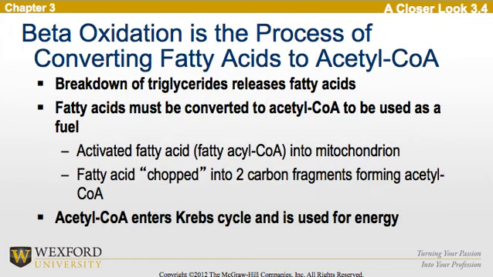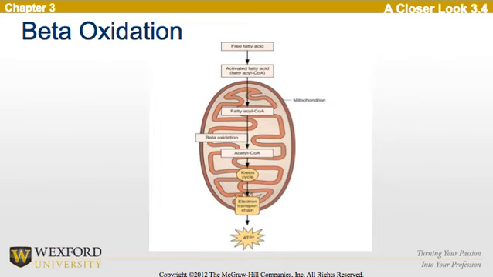Now looking at beta oxidation, it is the process of converting fatty acids to acetyl-CoA. In order to get fatty acids, we must first break down triglycerides. Once we have the fatty acids, they can be converted to acetyl-CoA, which can be ultimately used as fuel. Acetyl-CoA enters the Krebs cycle and is ultimately used as energy. Here is a diagram representing beta oxidation.